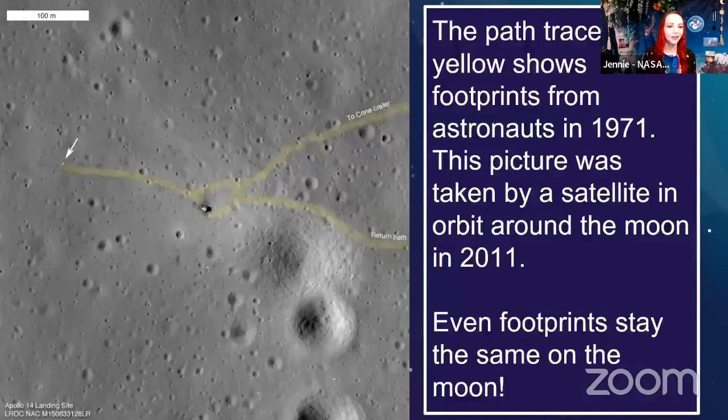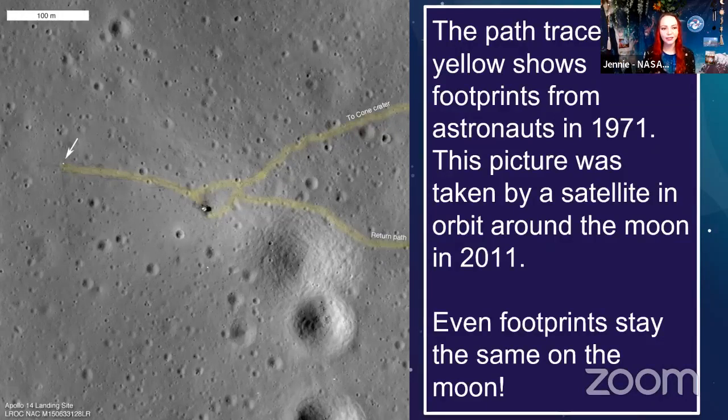And this is a very interesting picture of the moon's surface. So this yellow is a drawing over top of this picture. And the yellow path is actually showing the footprints from astronauts walking on the moon in 1971. But this picture was taken 40 years later.